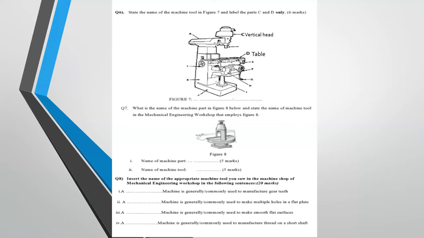The tool post is found inside what? A center lathe. This tool post holds the tool in position, the tool that is doing the work. In the center lathe, it is clamped inside the tool post. So, name the machine part. The answer is a tool post. And the second question is, name the machine tool. The machine tool is what? A center lathe machine.